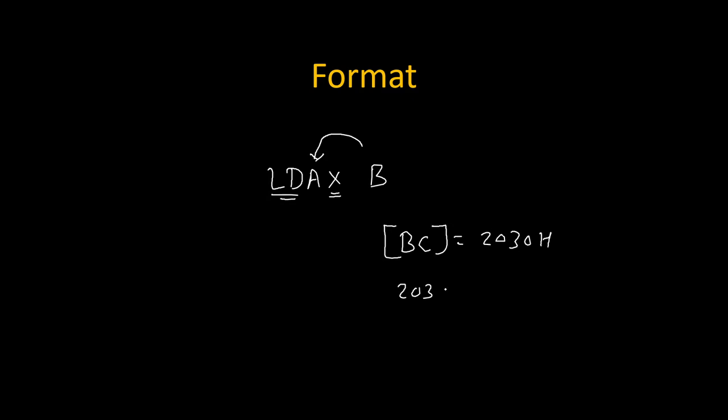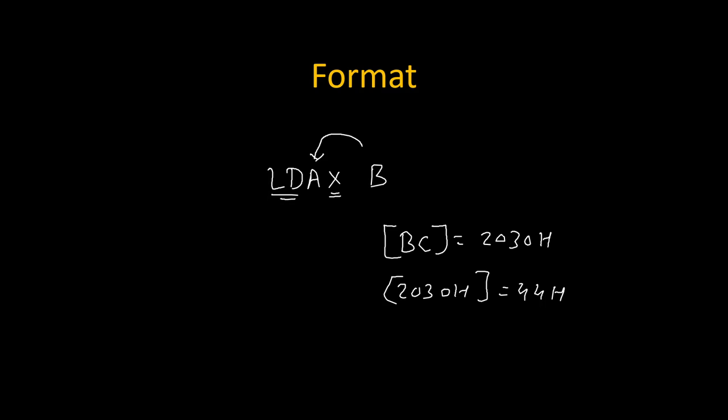Let's try to understand what is the format of this instruction. Suppose the instruction is written as LDAX B. So LD stands for load accumulator. Something will get loaded inside the accumulator, but what is that something? X stands for register pair, and which register pair is mentioned? BC register pair. Let's say that BC register pair is holding 2030H, and on 2030H memory location, value is 44H. So 44H will get loaded inside the accumulator, and accumulator will become 44H.